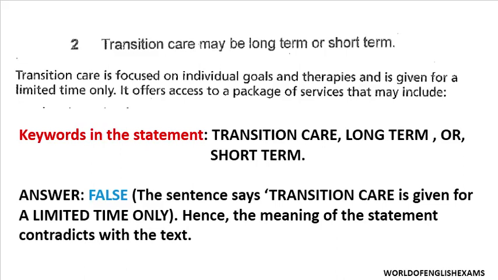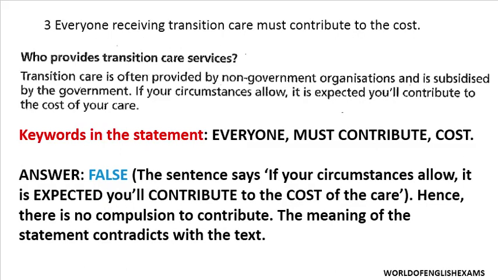Remember, it has to be contradictory. If no information is given, then you finalize the answer as not given. However, in this case information is given but in the opposite sense. That's why you're confirming the answer to be false. Okay, so now let's move on to the third statement.